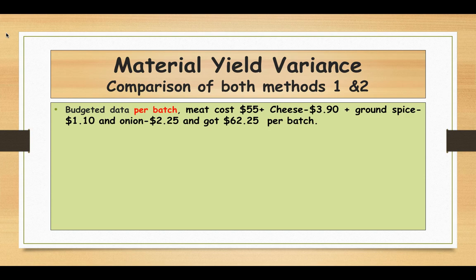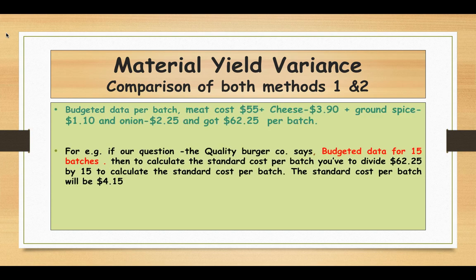Okay, but for example, if the question says the budgeted data for 15 batches, here the question said the budgeted data per batch. But if the question says the budgeted data for 15 batches, then to calculate the standard cost per batch, obviously you have to divide that $62.25 by that 15 to calculate the standard cost per batch.